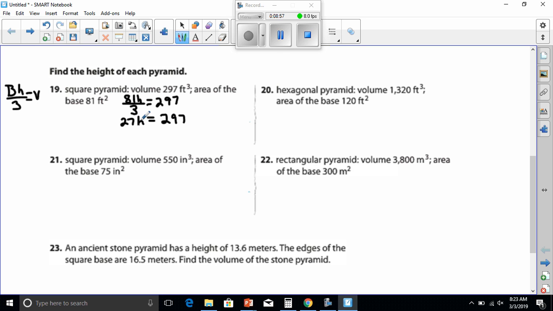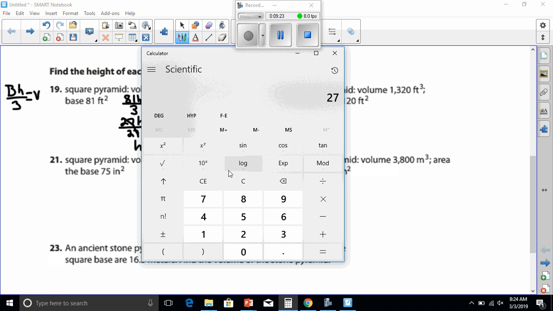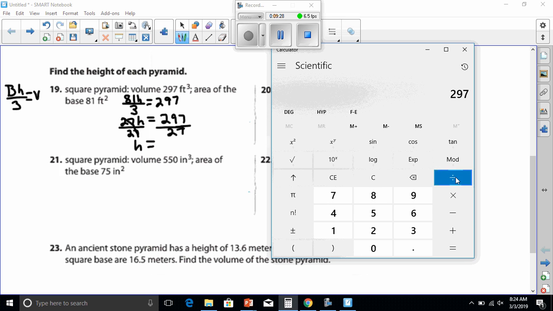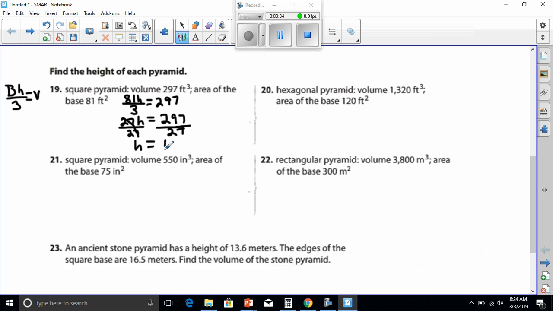When we know how to get 27 away from H, we divide it away. And now whatever I divide from one side of the equal sign, I have to divide from the other. And now that I've divided away 27, I just have H left. And 297 divided by 27 equals 11. So my answer is 11. The height of my pyramid is 11.